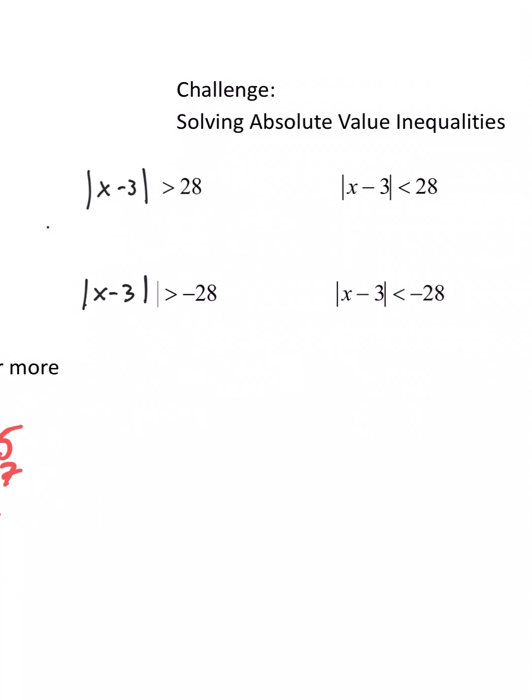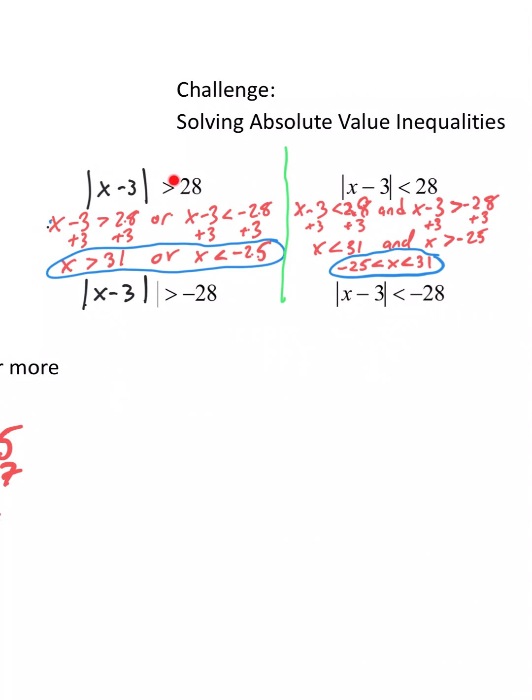Go ahead and solve just the top two inequalities here, this one and this one. Just do those two and see what you get. Now we have some absolute value inequalities. This is a little bit different than equations. Let's get a little bit of practice with those.